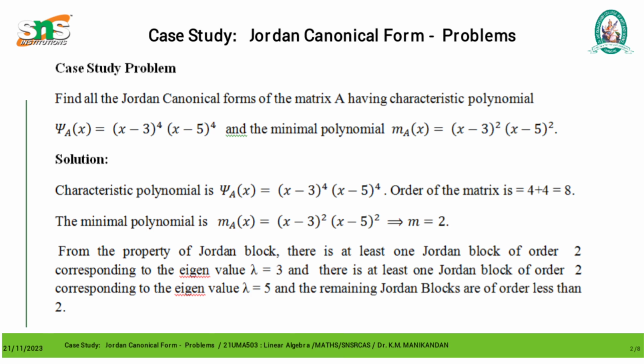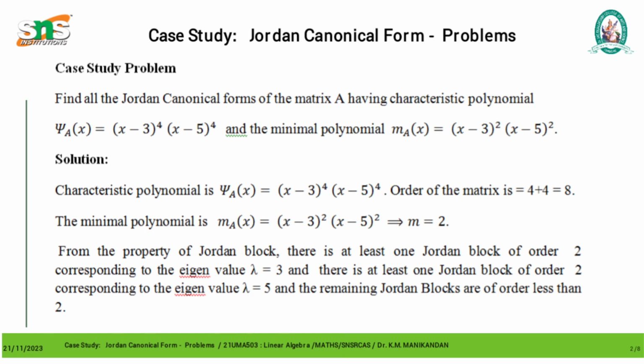Now the order of the matrix is nothing but the sum of the powers in the characteristic polynomial, 4 plus 4, that is equal to 8. So the order of the matrix that we are going to construct must be equal to 8. In the minimal polynomial, the highest power is 2, so here m equal to 2. By the Jordan block property, there is at least one Jordan block of order m equal to 2.